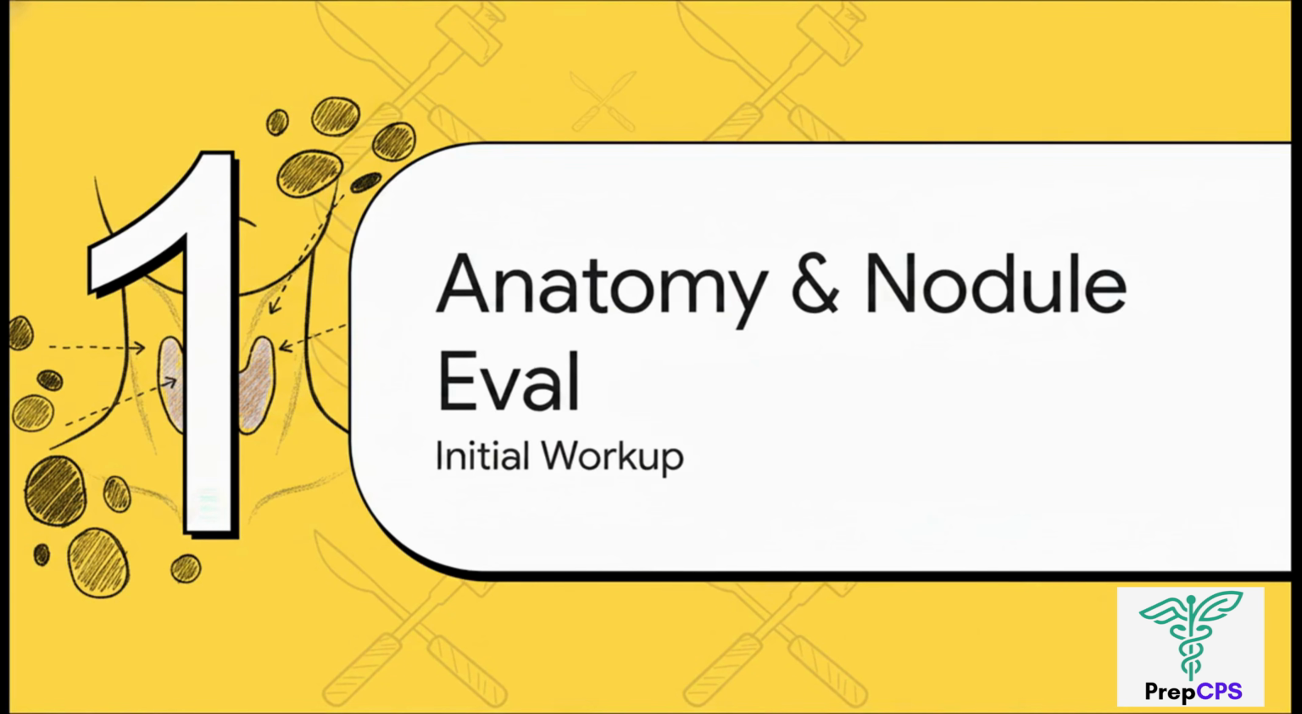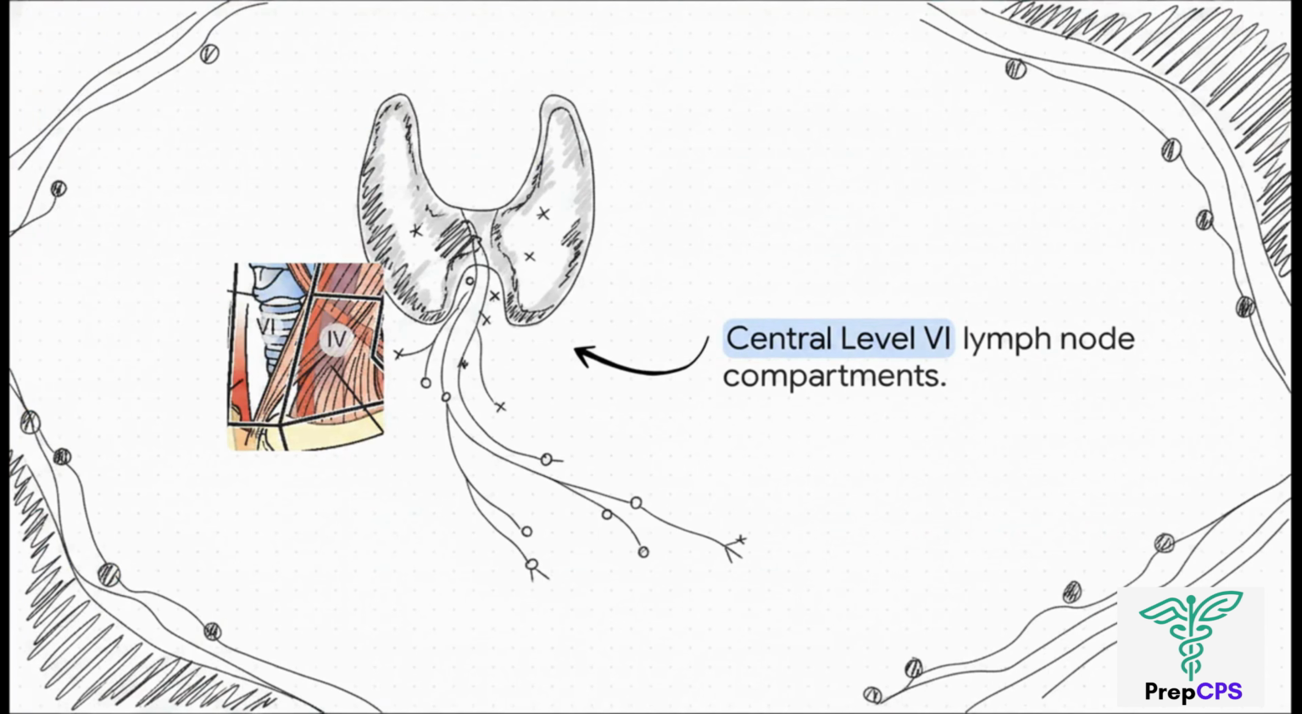Okay, Section 1, Anatomy and Nodule Evaluation. So, surgical safety literally relies on knowing the recurrent laryngeal nerve's vulnerability. As it enters the larynx at the cricothyroid joint, it's sitting right there at the level of Berry's ligament. You know, that condensation of pretracheal fascia. That is your absolute danger zone during a thyroidectomy.